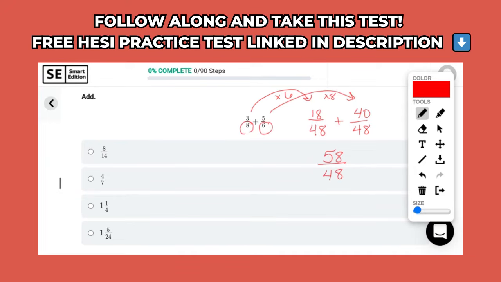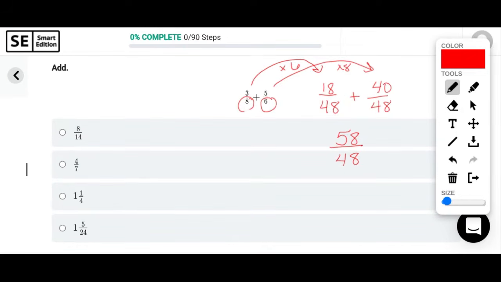However, I don't see that as one of my options. So it looks like I need to turn this into a mixed number. So 48, I can pull out of 58 one time, and I'll have 10 left over. So 1 and 10 48ths would be an answer, but again, I don't see that. So final step here, I'm just going to rewrite it.